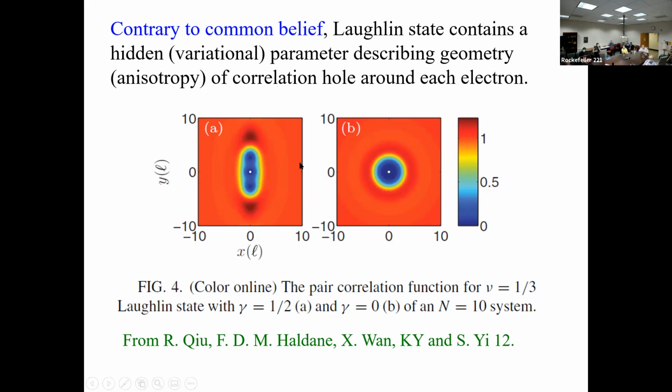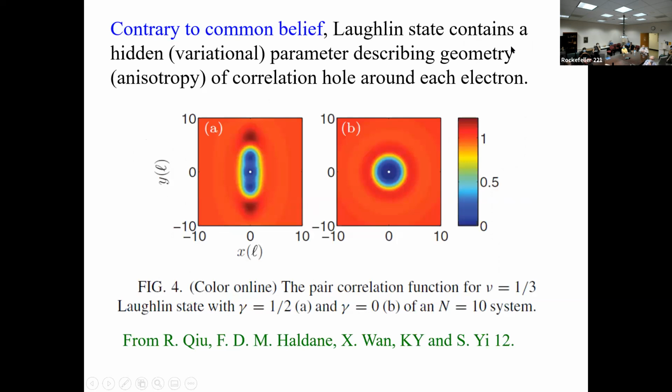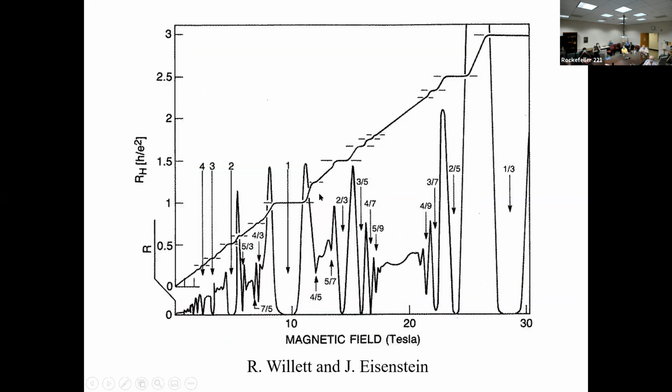Well, you can easily distort it to a different member of the same family, which obviously has a distorted and anisotropic correlation hole, but with exactly the same area. However, because the quantized Hall conductance is only sensitive to the topological aspect, the difference, let's say, between this state and this state is not manifested in the Hall transport.